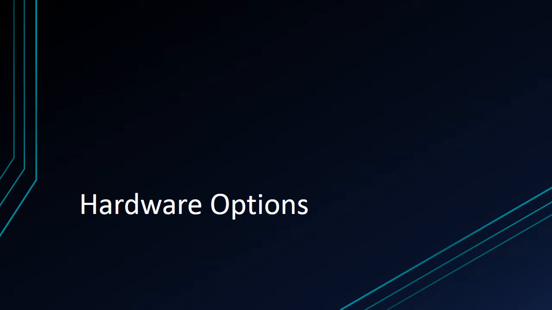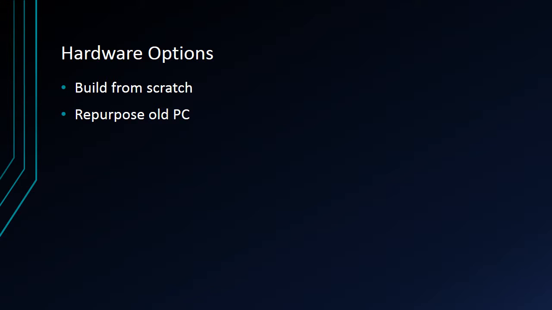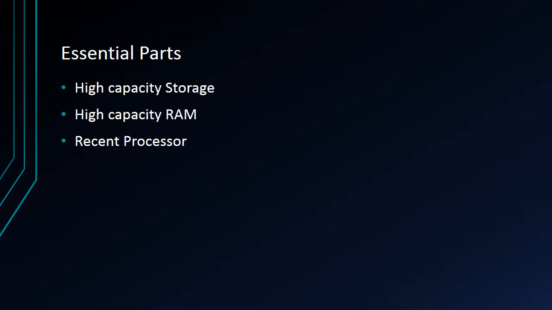Now we can't forget hardware options if we're going to be talking about a DIY. You can either build it from scratch, or you can repurpose an old PC. Both of these options are a lot cheaper than buying a pre-made one. But both will need high capacity storage, high capacity RAM, and most definitely a recent processor.